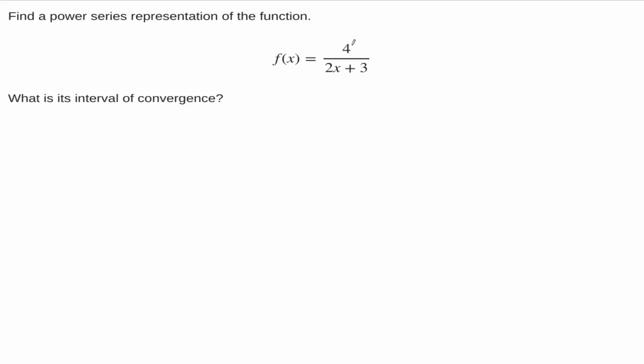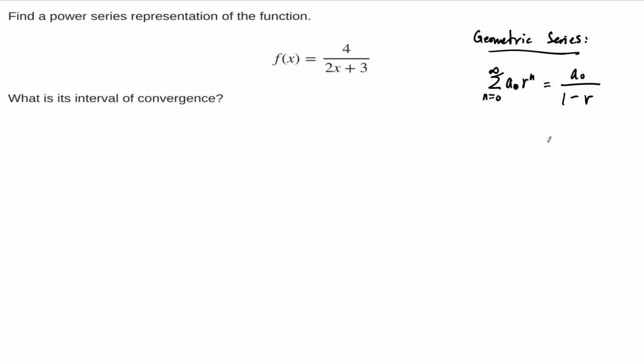In this example, we'd like to try to find a power series representation of this function right here. Again, the main tool that we're going to want to use here is a geometric series. So let me just remind us, geometric series are of the form sum n goes from 0 to infinity, a sub naught times r to the power n. This always adds up to a0 over 1 minus r.